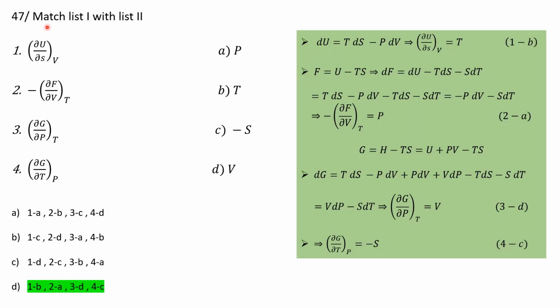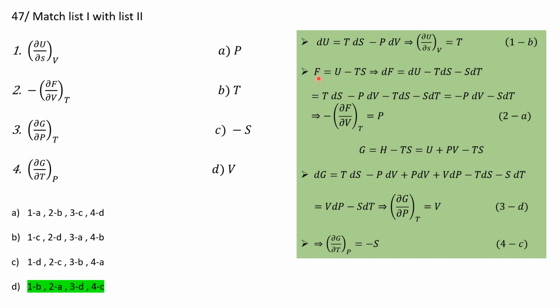Then match list 1 with list 2. Here is list 1 and here is list 2. We know that dU, the change in internal energy, will be equal to TdS minus PdV. The first relation says del U by del S at constant volume. From here we find that del U by del S at constant volume will be equal to temperature. So 1 matches with P.